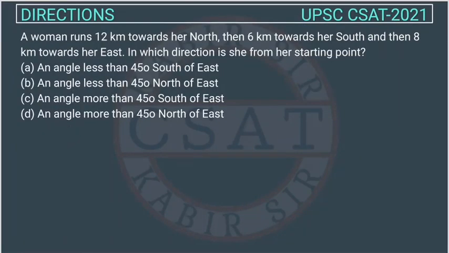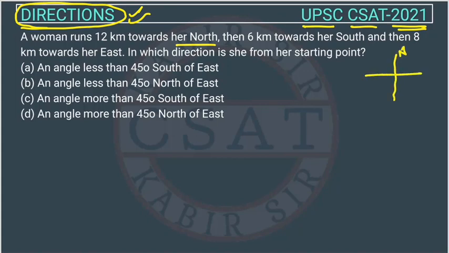This is a question of reasoning from the direction chapter asked by UPSC in the CSAT paper of 2021. A woman runs 12 km toward her north. See, whenever we have a direction question, what we should do? We should draw this, right? These directions, right? So a woman runs 12 km towards north, right? So she is going this side, right? So this side is north, right? So this is 12 km towards her north.